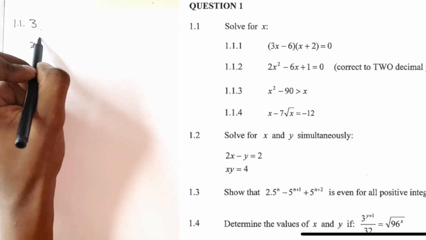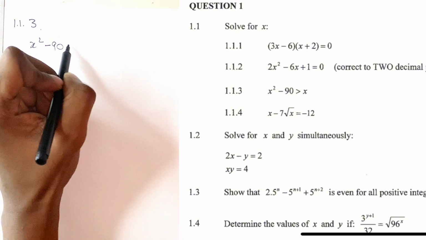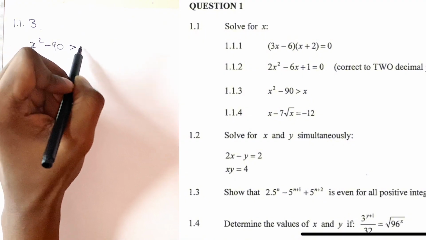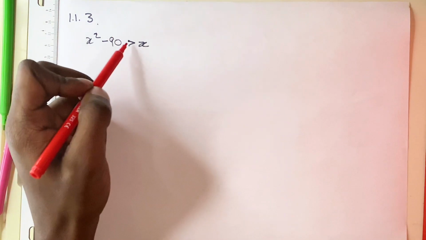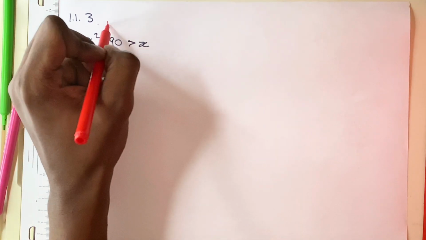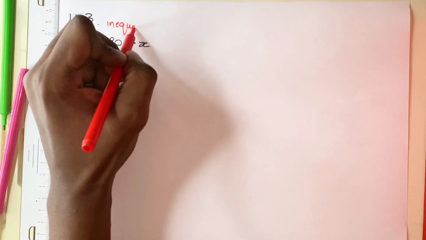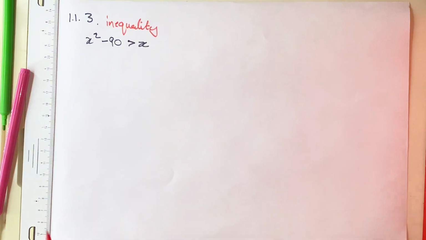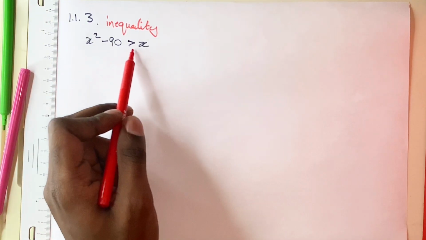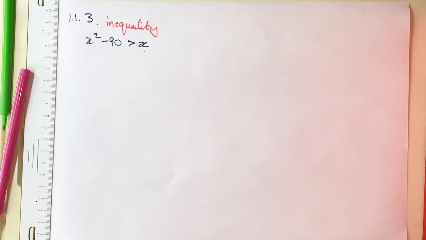You have x squared minus 90 is greater than x. This is no longer an equation. Because of this inequality sign, we call this an inequality. So this side is greater than this side. Now, the way we're going to solve it though, we're going to approach it as if it was an equation.